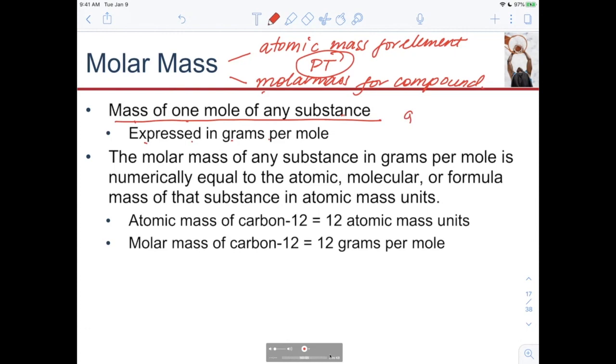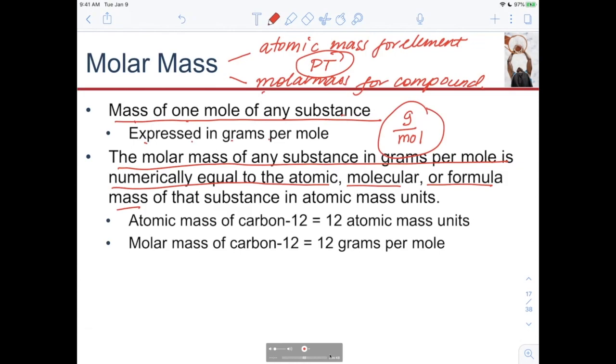Remember I was telling you about this earlier? The mass of the element from the periodic table is grams per mole. So when you're using it in this context, being conversion, you have to use this unit because that's how it just fits. Okay? The molar mass of any substance in grams per mole is numerically equal to the atomic, molecular, or formula mass. Remember I was telling you earlier, right? Same thing called by 3 or 4 different names.